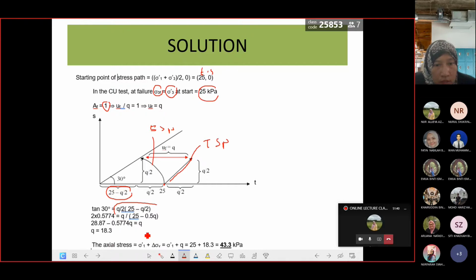So what is the axial stress? Axial stress is equal to 43.3 kPa. In this case, you can see the axial stress is adding to the initial stress applied earlier, which is 25 kPa. So the axial stress is equal to delta sigma 1 plus delta sigma V. Delta sigma V in this case is Q. So you substitute back 25 plus 18.3, and you will get the axial stress.